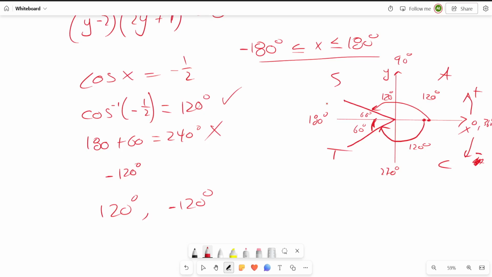These are some examples to solve ASTC related trigonometric equations.